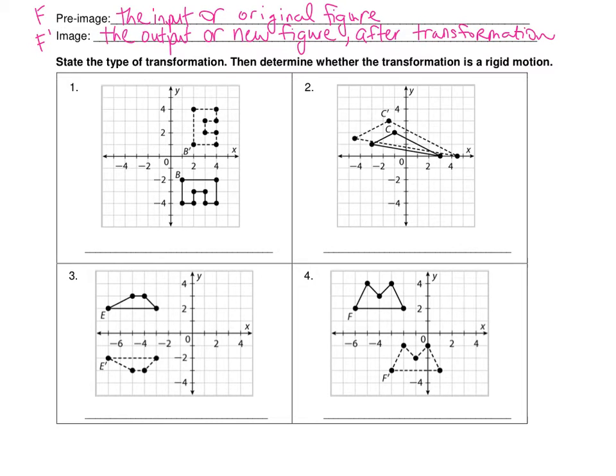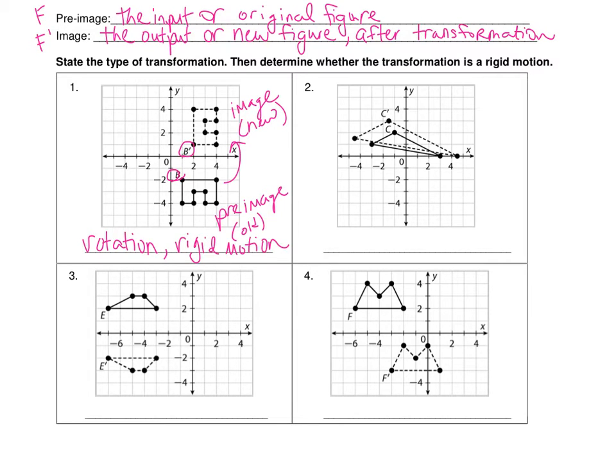So on this first one, we can see which is the new and which is the old figure, or the pre-image and the image. And we're doing that based on the B and B prime. We can see that it does turn, so notice it's changing in different directions. So this would be a rotation, and it's still going counterclockwise. Because it is a rotation, it is a rigid motion.